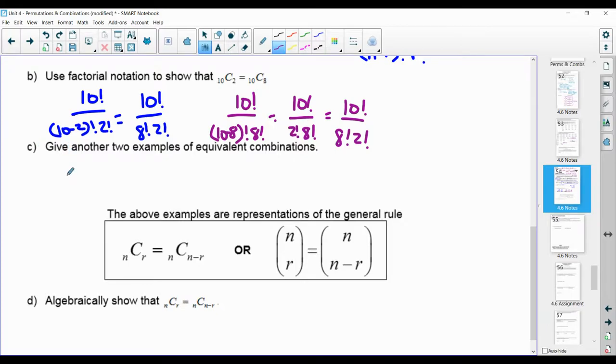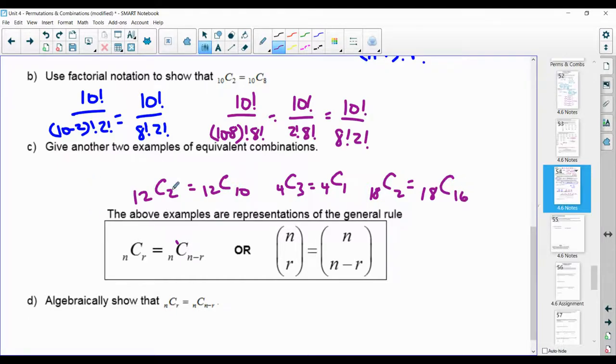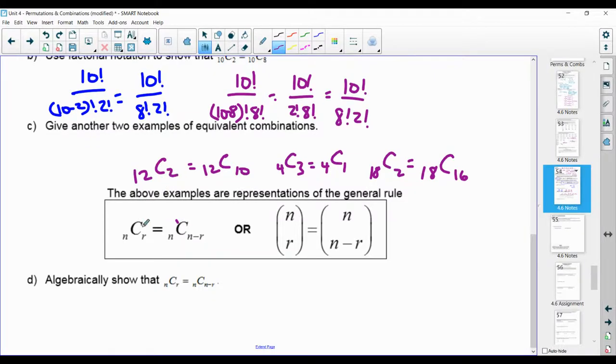So if we wanted to come up with some other examples of equivalent combinations, we might think 12 choose 2 is equal to 12 choose 10. 4 choose 3 is equal to 4 choose 1. Or 18 choose 2 is equal to 18 choose 16. So if you notice, the 2 and the 10 add up to 12. Now this does not work with permutations. Permutations is different because of the arranging, but with combinations this will work.